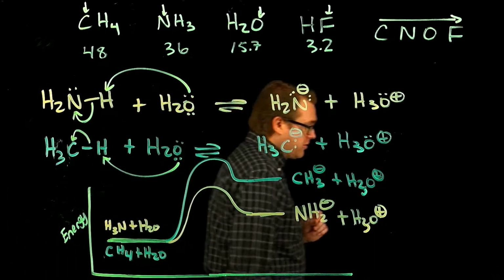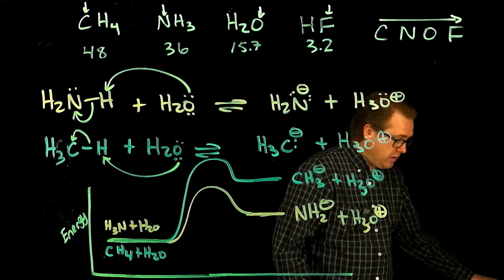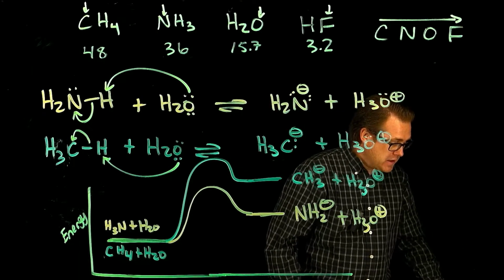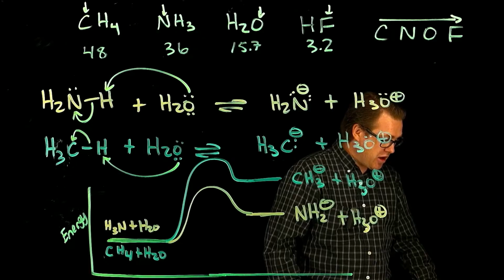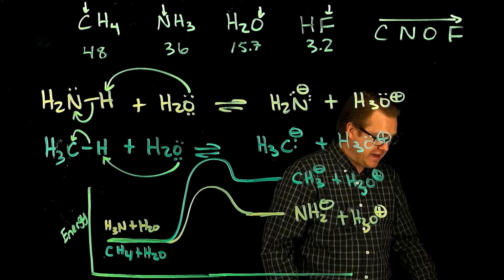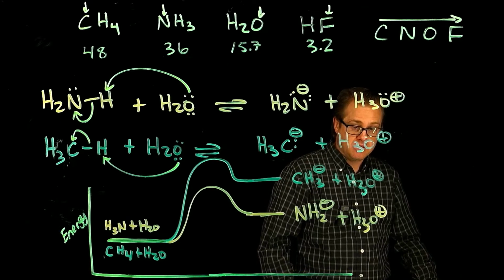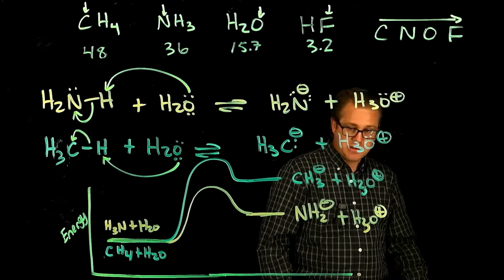So let me read it to you one more time. When comparing two uncharged acids, the stronger acid is the one whose negatively charged conjugate base is more stable. That is a true statement.